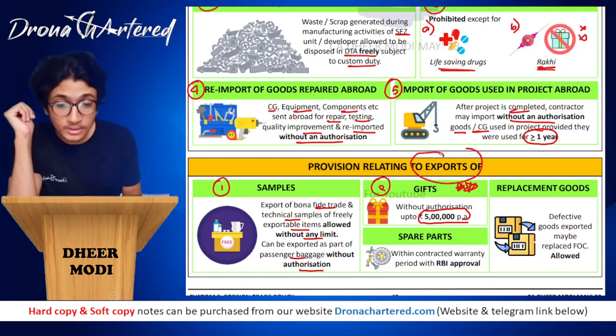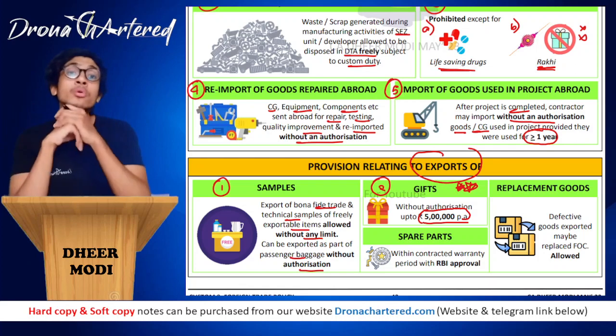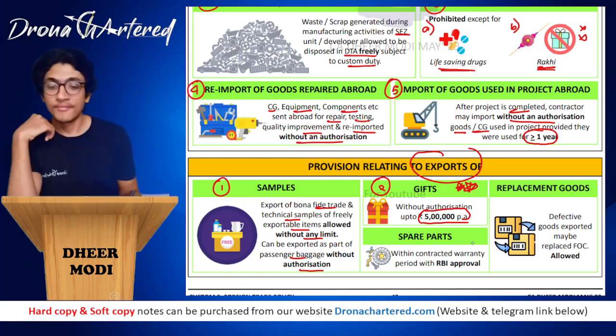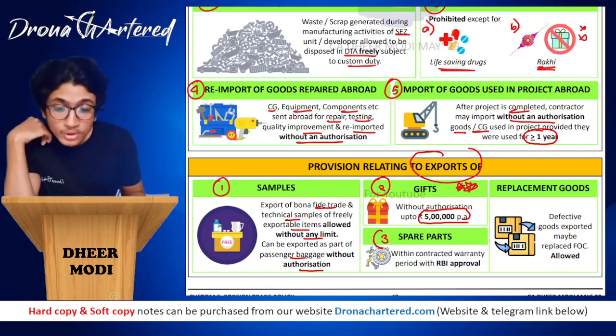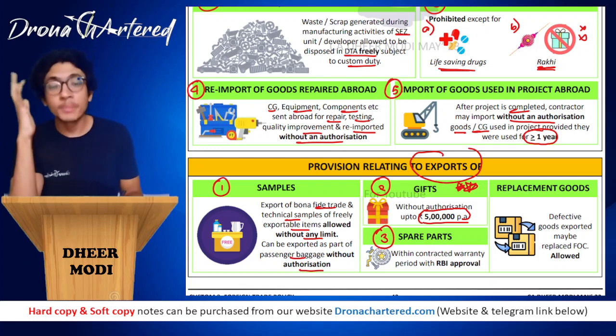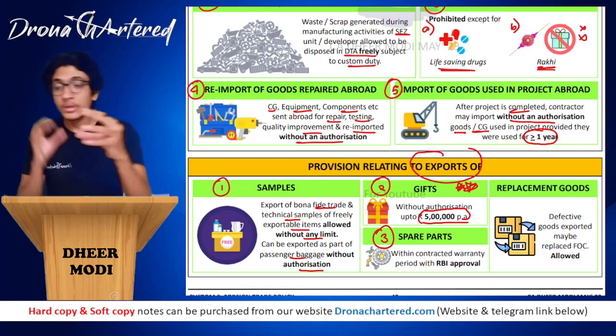Now what we are doing, this is export. That means you are allowed to send goods outside India up to rupees 5 lakhs. Third is your spare parts. Spare parts is, for example, any machinery. Now machines are so huge. Now there are small parts.